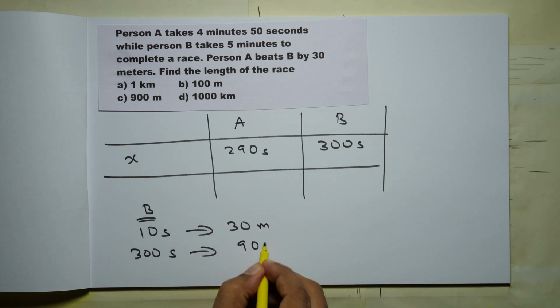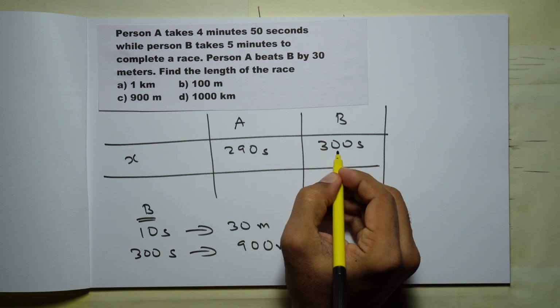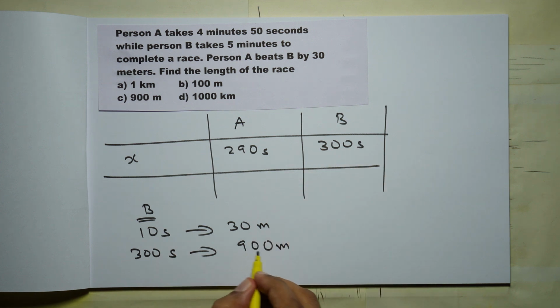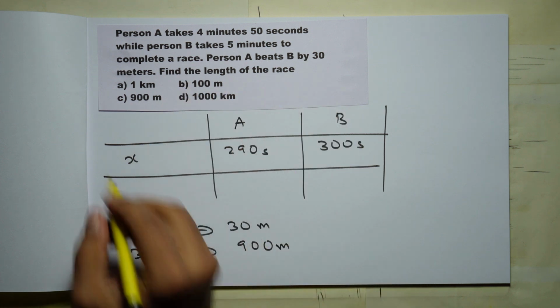So 30 into 30, 900 meters. So in 300 seconds, B will complete the race and that race will be 900 meters. So the length of the race will be 900 meters, option C.